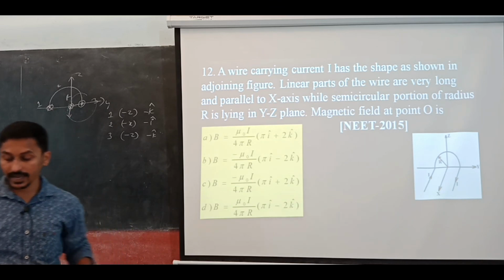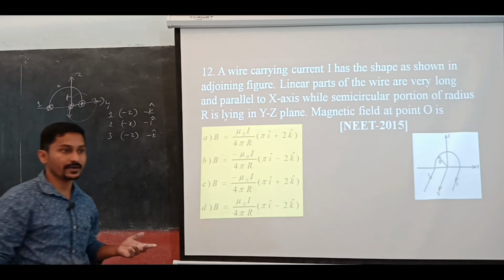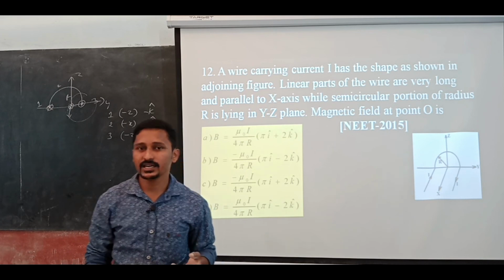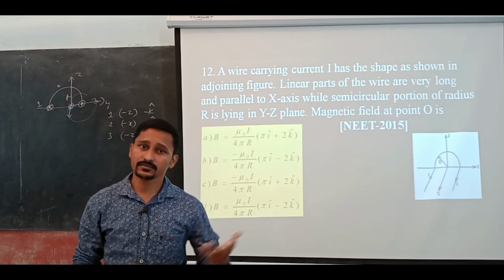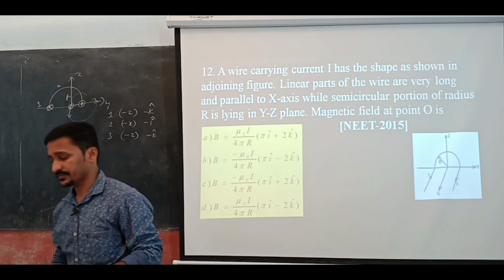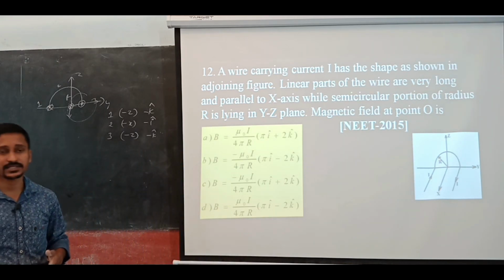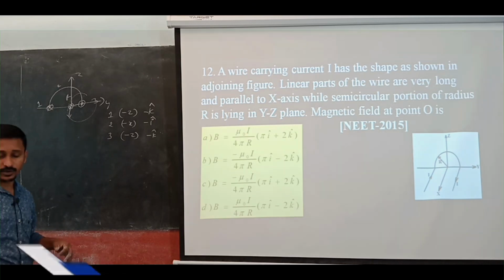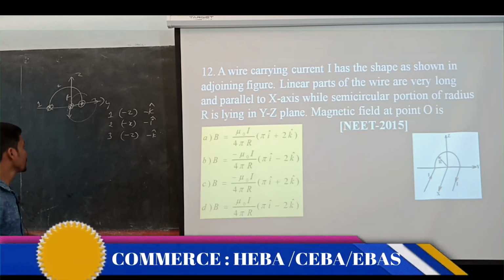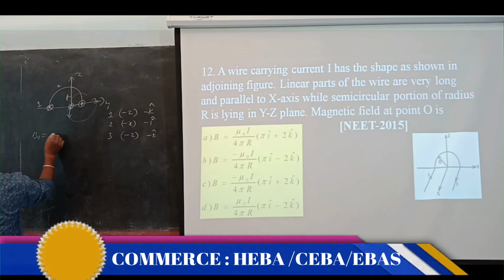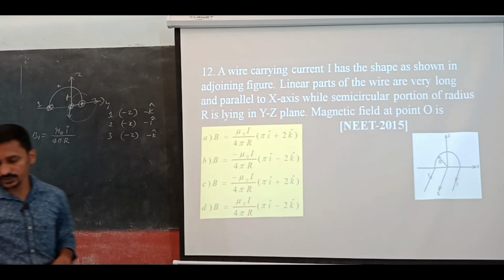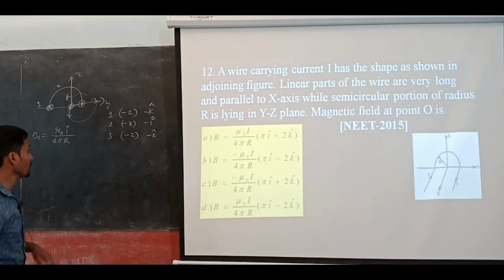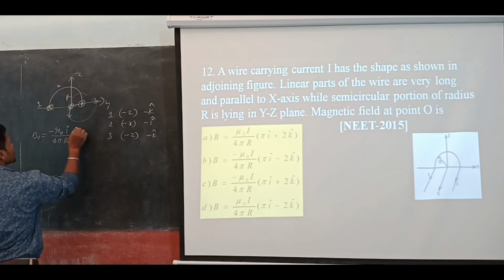Now what is the magnetic field because of the long wires that we have studied? Mu naught I by 4 pi r into cos theta 1 minus cos theta 2 for infinite wire. That formula, everything we have studied, and such kind of problems also we have discussed. Now for the first one we can write B1 equal to mu naught I divided by 4 pi r, along which axis? Minus k axis.